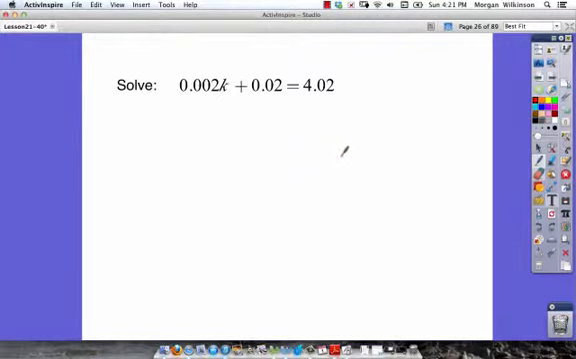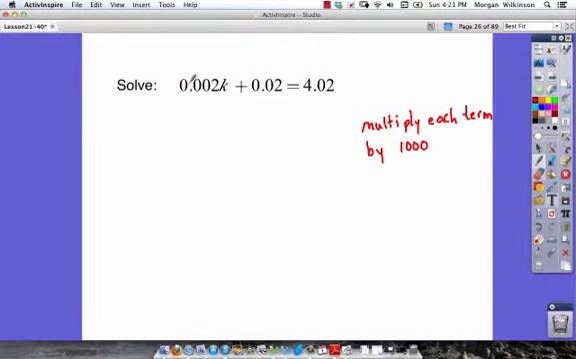Now, if we have a problem like this, we're solving 0.002k, or 2,000ths k, plus 200ths is equal to 4 and 200ths. Well, what we want to do in this problem is to get rid of our decimal. And how we're going to do that is to multiply every term by 1,000. And I know I'm going to multiply by 1,000 because I want to take my smallest number and move it over into the ones place. So the first step here is to multiply each term by 1,000.